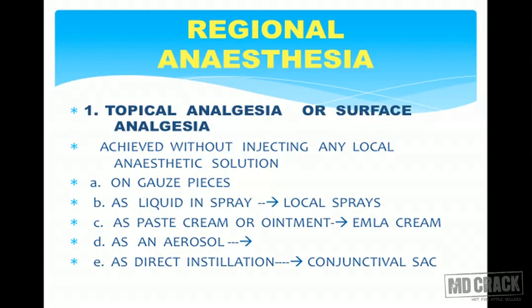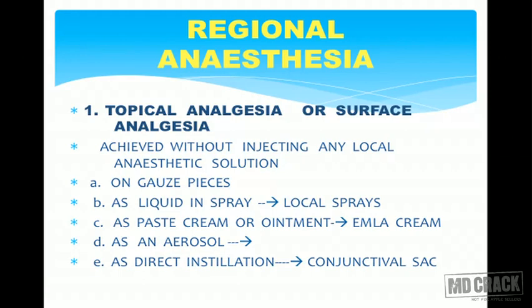So this form of anesthesia is called topical analgesia, which can be used as a liquid spray. Some liquid creams or ointments are also available, for example Emla cream. This also serves the same purpose. There are also aerosols available in the market, which also serve the same purpose.